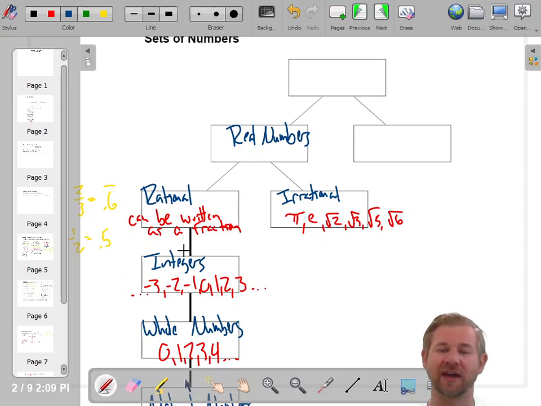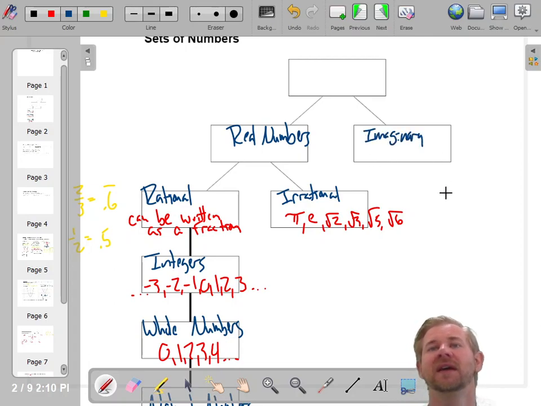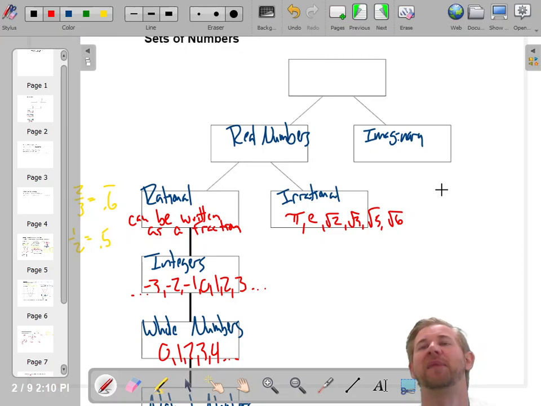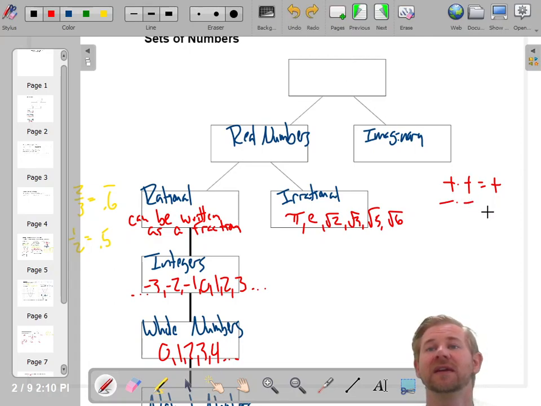And almost everything we have done in school up until this point has dealt with the real numbers. So what's not a real number? An imaginary number. Imaginary numbers all stem from the idea that nothing times itself gives you a negative. A positive times a positive is a positive. A negative times a positive is negative, and a negative times a negative is also a positive. Nothing times itself gives you a negative number.